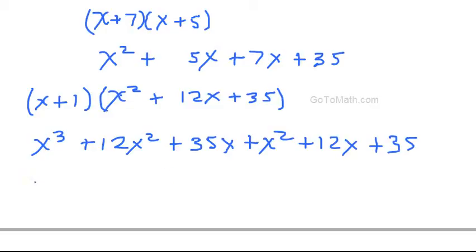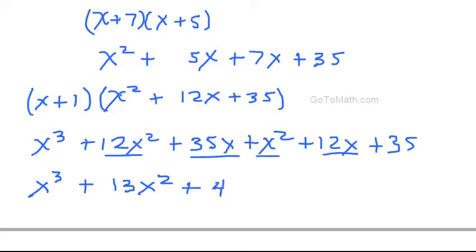Now let's clean this up and write this in standard form, which means we'll be writing x cubed first. It is the largest power. And collect up some like terms. We have a 12x squared and an x squared here, and so that's going to be 13x squared. We have a 35x and a 12x, and so that's going to end up being 47x, and then 35 is our only constant term.